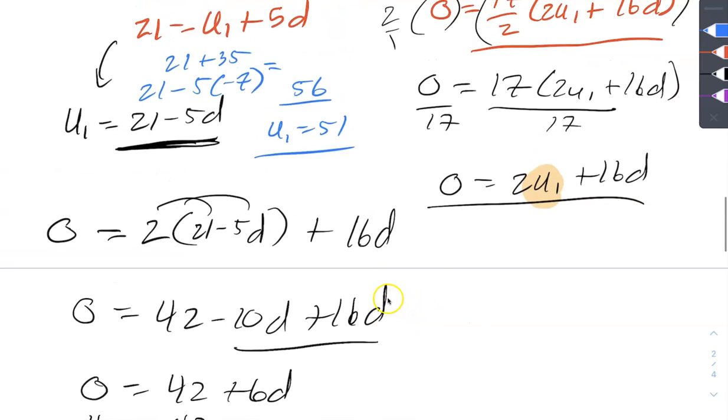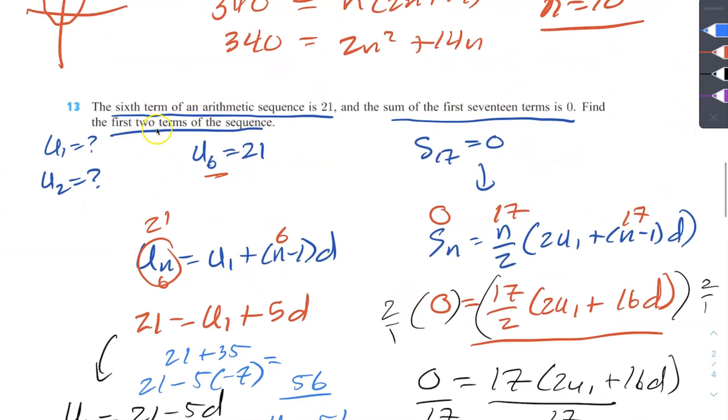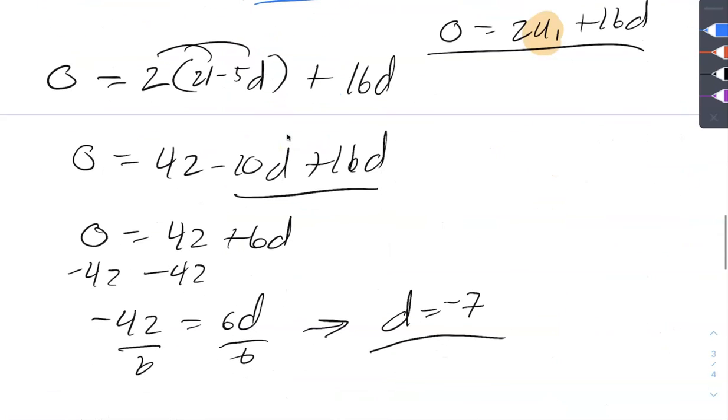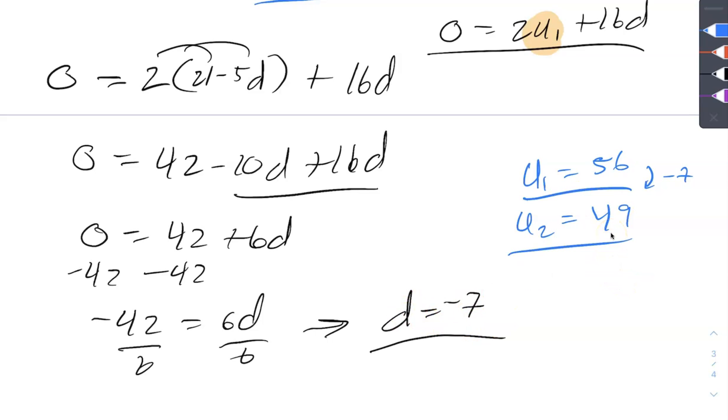Now let's go back to what the question was. Find the first two terms of the sequence. So I actually found the first term. U1 is 56. Now how do we find the second term? I can set up a whole equation and plug it in, but we don't need to. The common difference is negative 7, so all I've got to do is subtract 7. So I get 49. If I want to find the third term, just subtract 7 again. That's what the common difference does. You just keep on subtracting until you get what you want. Anyway, those are the first two terms, and I believe that's the end of this lesson.